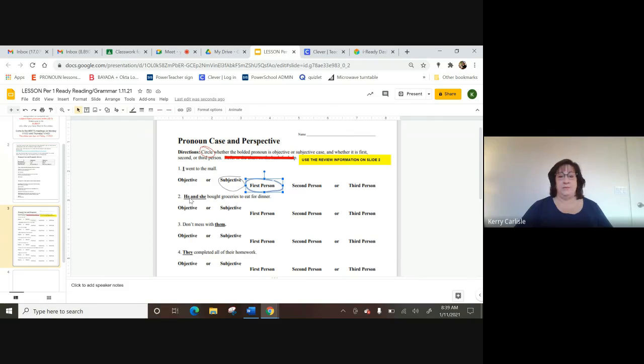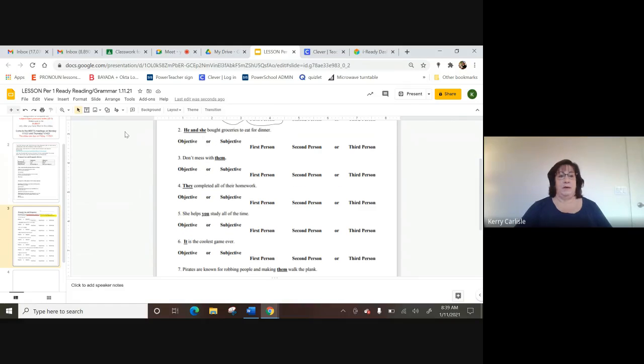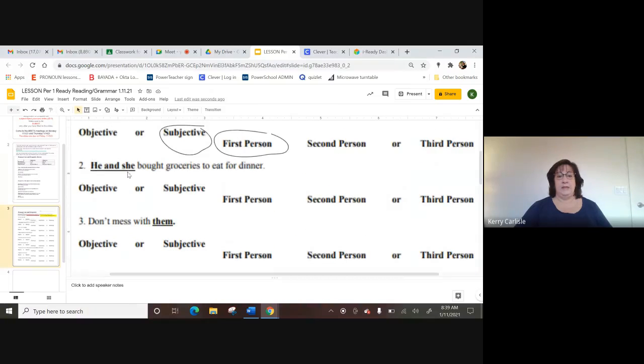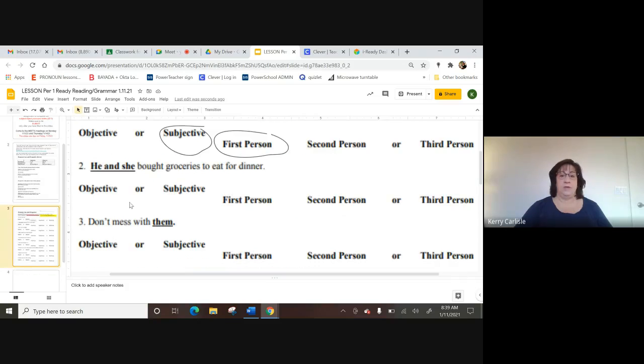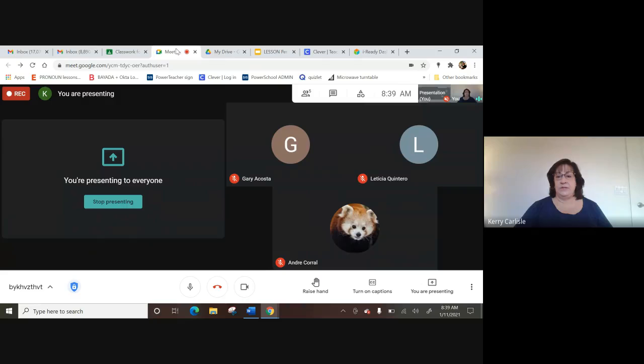And notice how number 2 has a compound subject. He and she bought groceries. I'll make this a little bit bigger, maybe. He and she bought groceries to eat for dinner. So this is both your subject. It's he and she, and if you look on your chart, he and she is subjective, right? Third person. So you can use the chart. Just circle the ones that are correct on your screen, and that's pretty easy. Any questions so far?